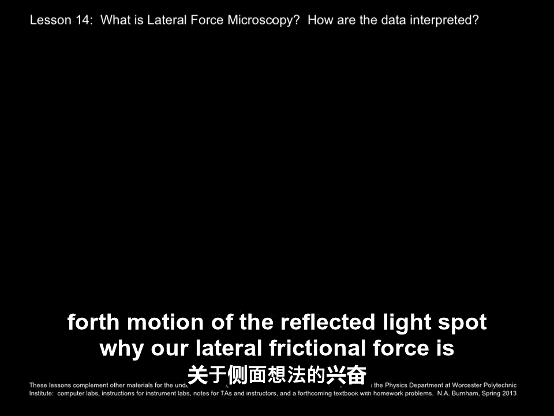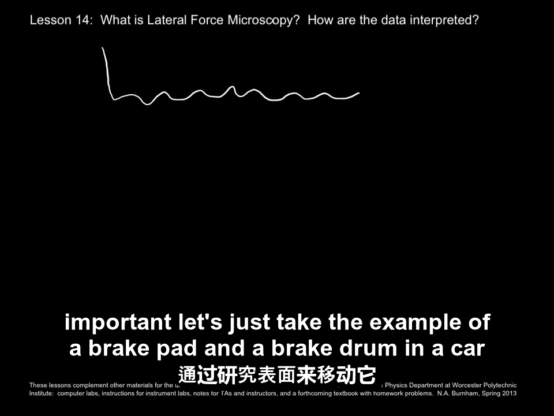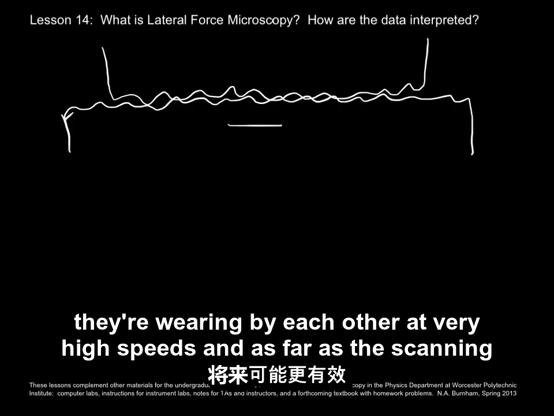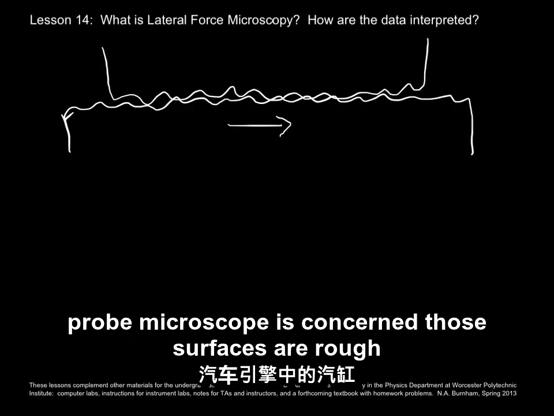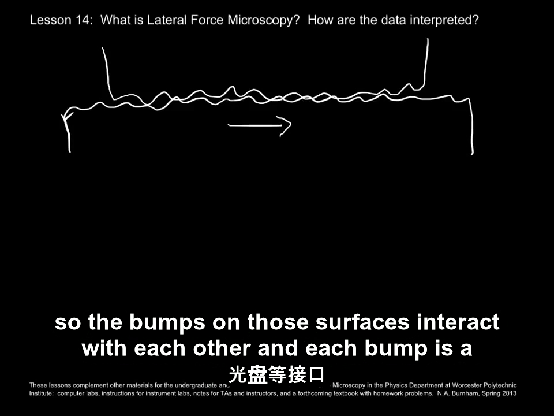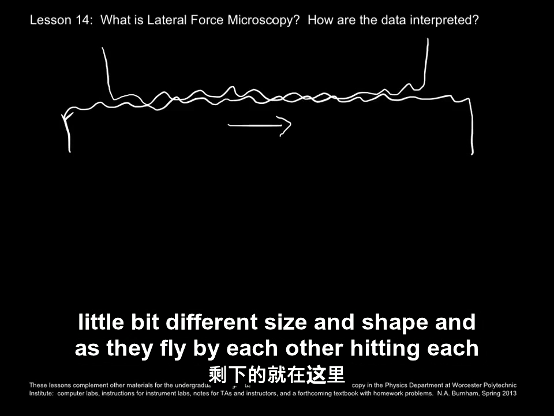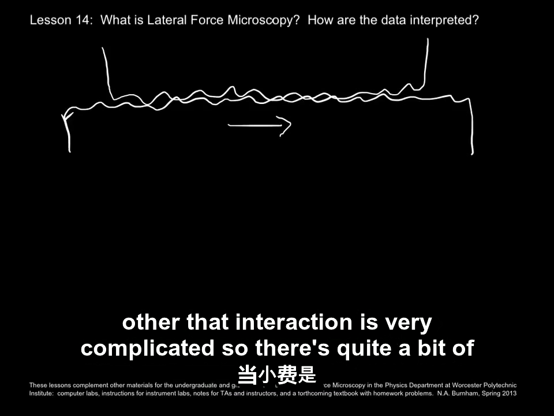Why are lateral frictional forces important? Let's just take the example of a brake pad and a brake drum in a car. They're whirring by each other at very high speeds, and as far as a scanning probe microscope is concerned, those surfaces are rough. So the bumps on those surfaces interact with each other, and each bump is a little bit different size and shape, and as they fly by each other, hitting each other, that interaction is very complicated.